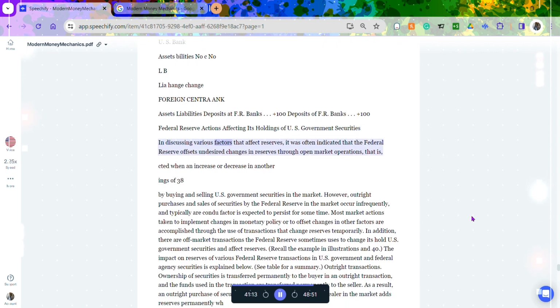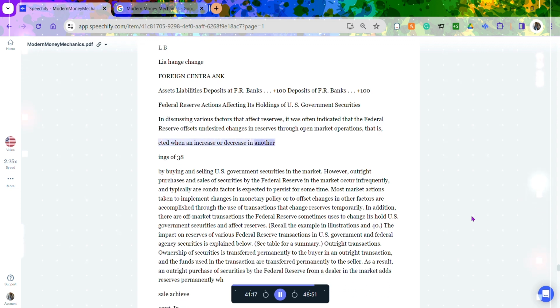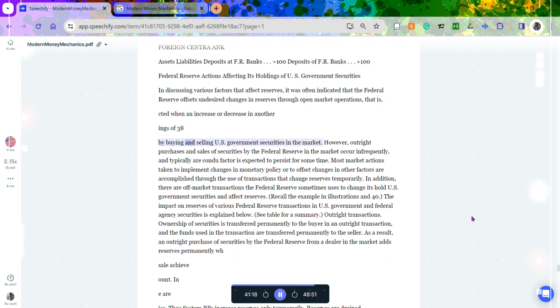In discussing various factors that affect reserves, it was often indicated that the Federal Reserve offsets undesired changes in reserves through open market operations, that is, by buying and selling U.S. government securities in the market. However, outright purchases and sales of securities by the Federal Reserve in the market occur infrequently, and typically only when a change in a factor is expected to persist for some time.